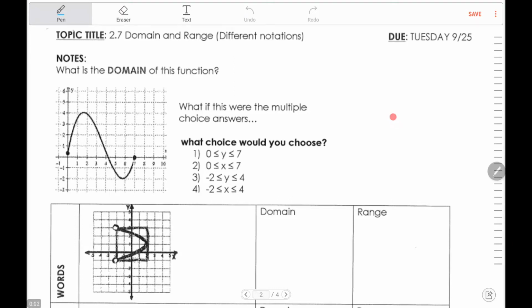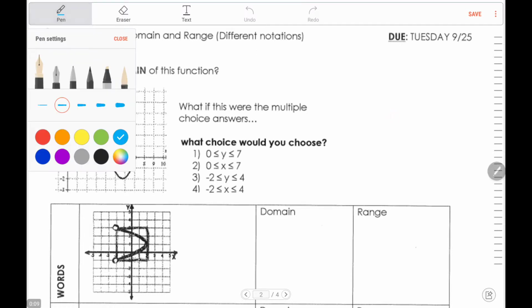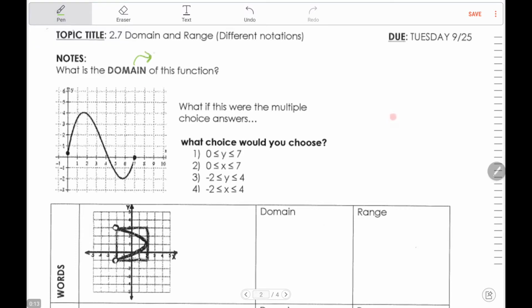Everyone, this is 2.7, due on Tuesday, domain and range. So the first part is a multiple choice question. If we think about what we did today in class, the domain is talking about the x values or the inputs. So in my graph, I want to look at what x values this graph spans.